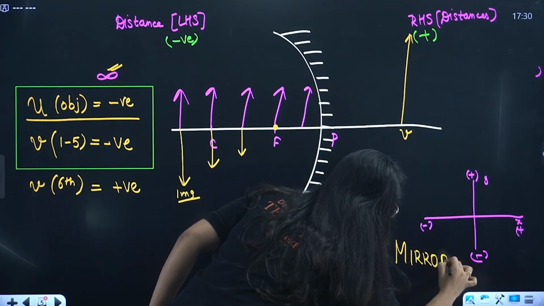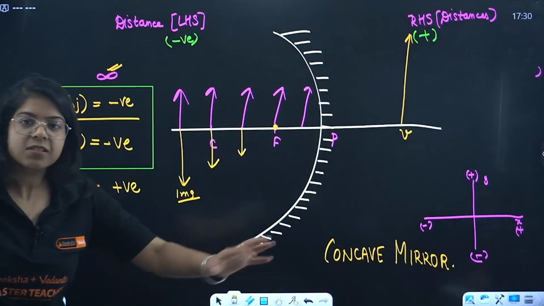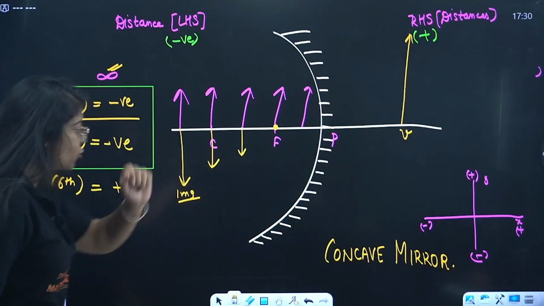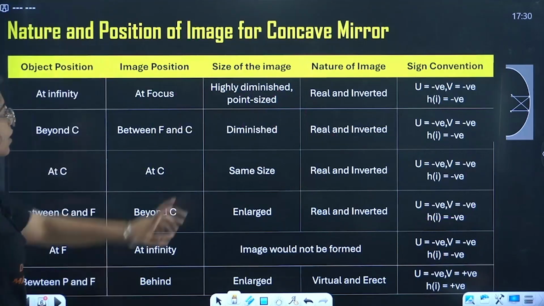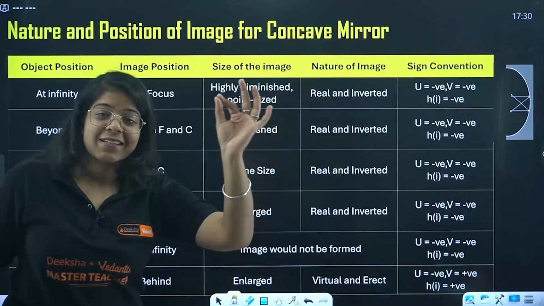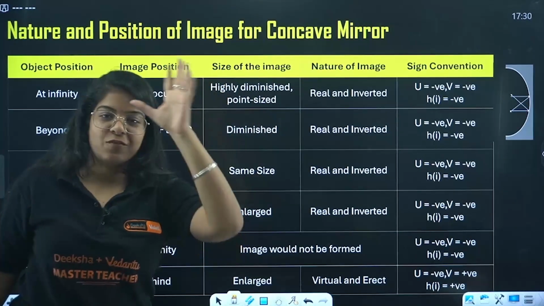So you understand sign conventions now? This is it. Let me show you how. Okay, come to here. This is the slide for you. This is why you have come for this lecture.